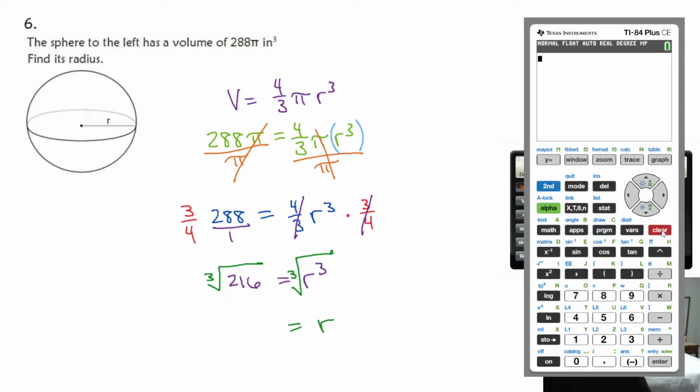So from the home, to get a cube root, you're hitting math, and then you get all these options. But look, wait a minute. Oh no, there it is. I'm blind. Option 4 is the cube root. So click 4. Now it's asking you, what do you want the cube root of? So you type 216. You hit enter, and it tells you 6. Okay, that's it. So I now know that the cube root of 216 is 6. So 6 must be my radius, and it must be in plain old inches.